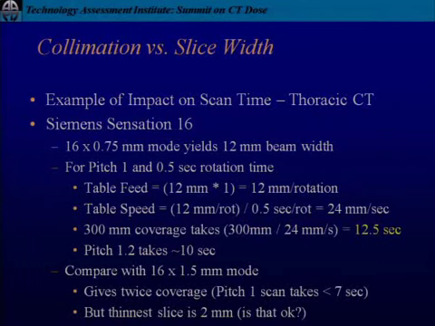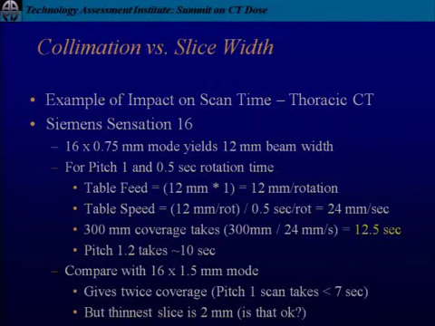Okay, so let's walk through an example. I'm sorry to go into so much detail, but I really wanted to drive this point home. Let's go through these two different modes, back into Sensation 16, and show what the trade-offs are in terms of acquisition time. In 16 by 0.75 mode with 12 millimeter beam width, if you use a pitch of 1 and 0.5 second, the table feed is 12 millimeters per rotation. Table speed at a pitch of 1 is 12 millimeters per rotation divided by 0.5 seconds per rotation, which is 24 millimeters per second. So to get through an average 300 millimeter thorax, it takes about 12.5 seconds.